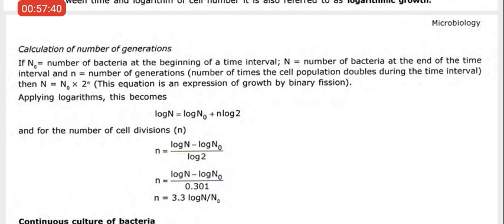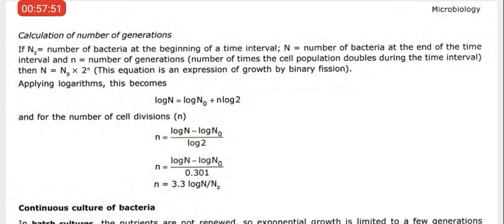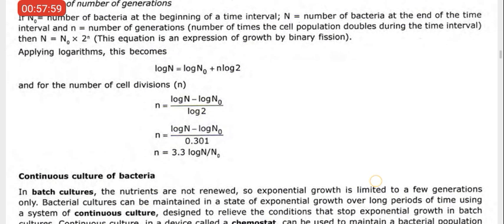Applying logarithms, this becomes log N is equal to log N0 plus n log 2. And for the number of cell divisions, n is equal to log N minus log N0 by log 2. n is equal to log N minus log N0 by 0.301. n is equal to 3.3 log N by N0.